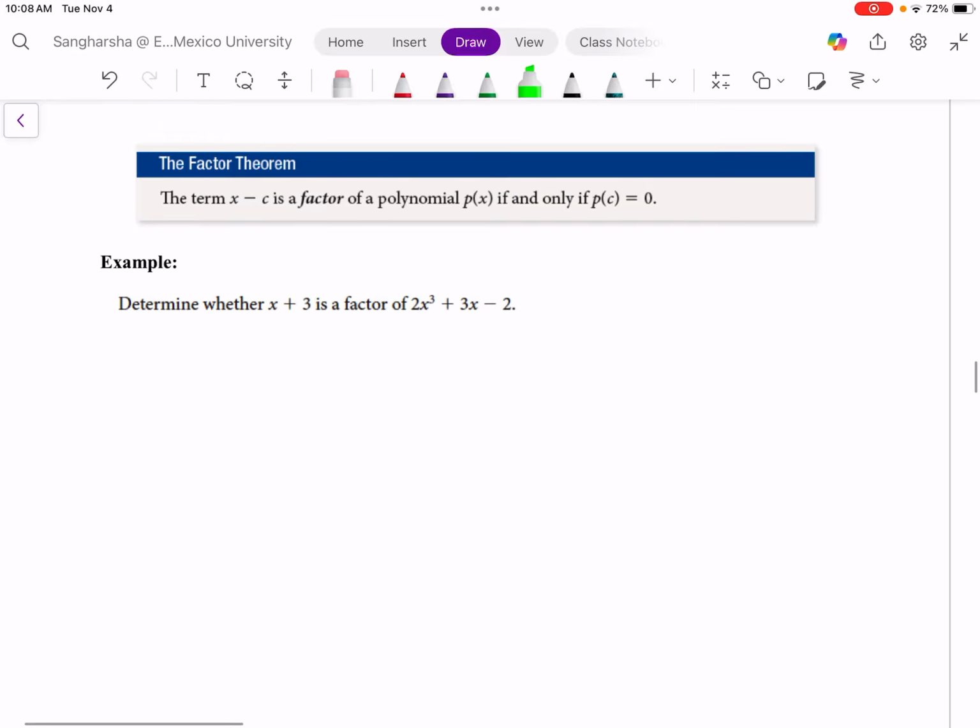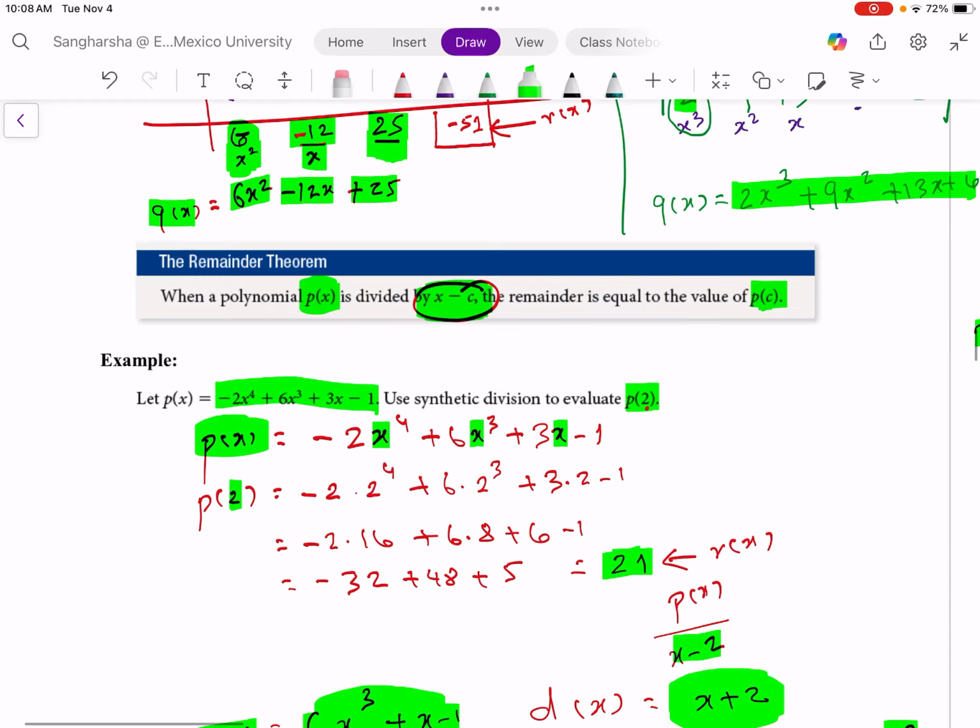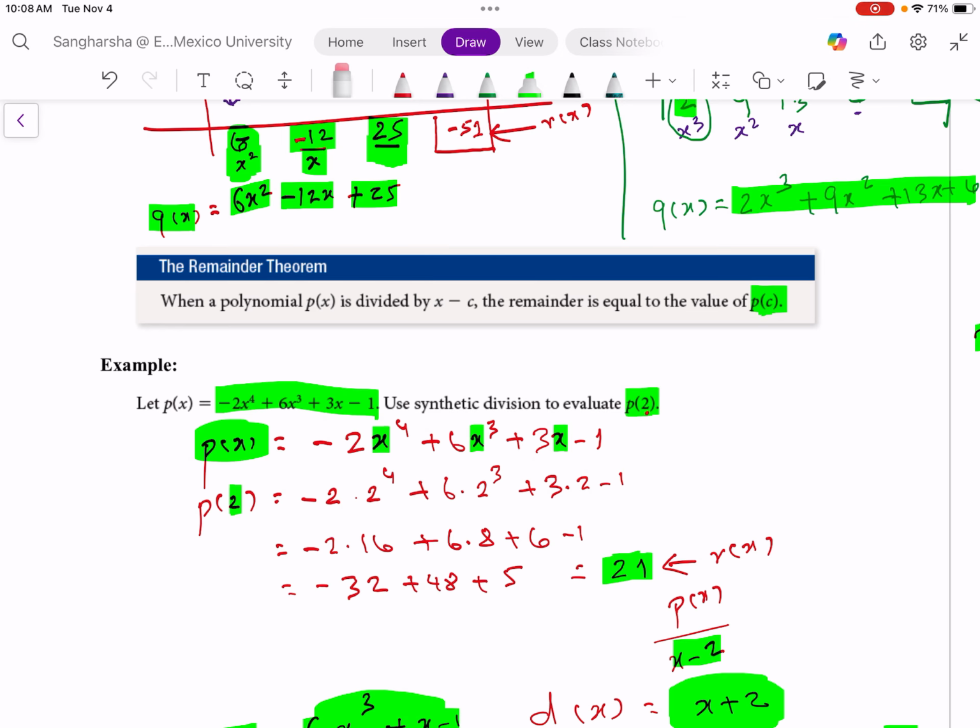Next, the factor theorem. One more time, the remainder theorem tells us how to find the remainder when we divide our polynomial p of x by x minus c. If our divisor is in the form of x minus c, and we use it to divide our polynomial p of x, then the remainder is p of c. It means to find the remainder, you replace every x of a polynomial function by that c.